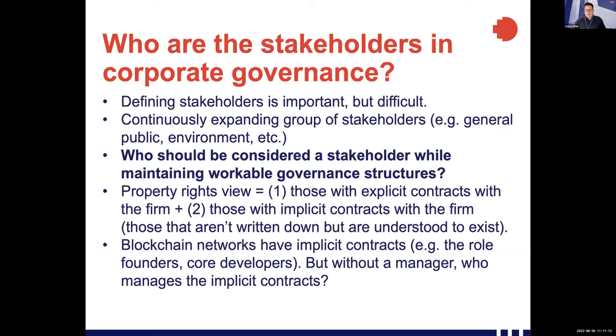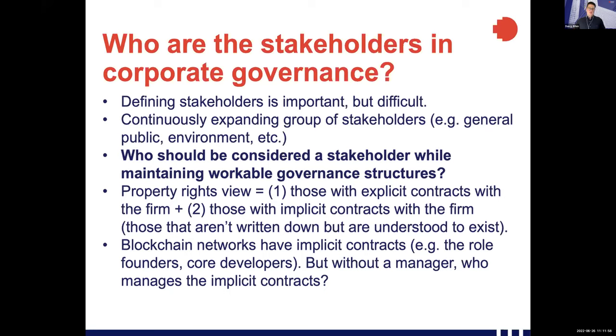Maybe the government is a stakeholder. Maybe the firm is doing something impacting the environment. So environmentalists are stakeholders, right? It keeps on expanding. So the question is, well, who's a stakeholder that should take part in governance to maintain its workability? We can't have every single body taking part in the governance of something. Now, if we look to the property rights view or the contract view of corporate governance, those relevant stakeholders are those that have explicit contracts with the firm, so formal, written down, explicit contracts, and importantly, those with implicit contracts with the firm.